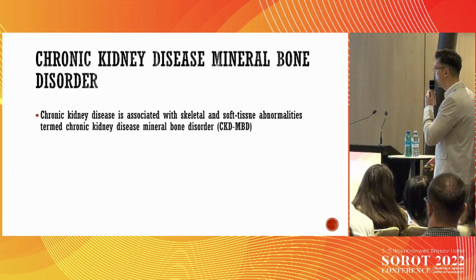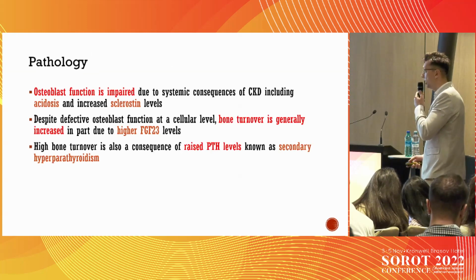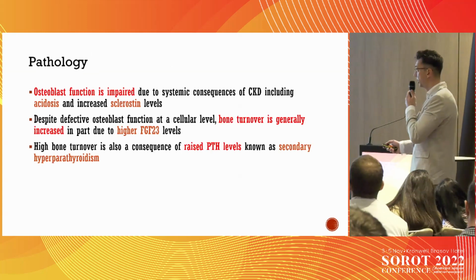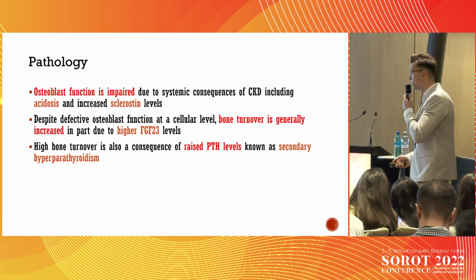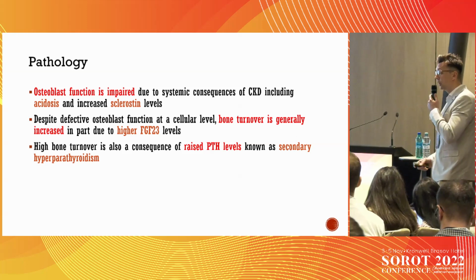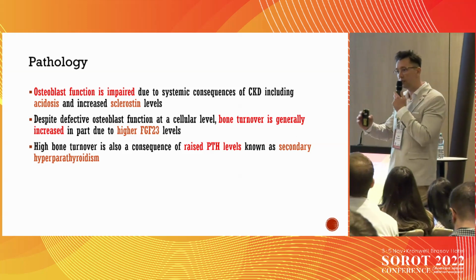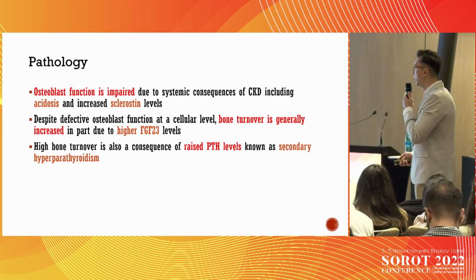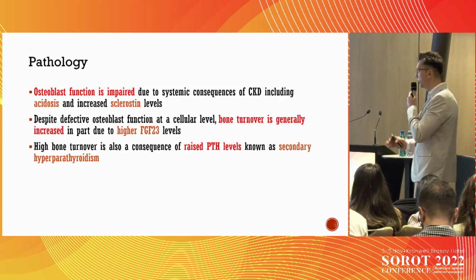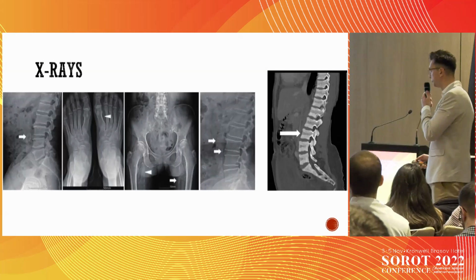Chronic kidney disease is also connected with mineral bone disorder. Here, because of the acidosis and the increased level of the sclerostin, we have the osteoblast function impaired. Also, we have increased bone turnover because of increased activity of FGF23. And because of the low level of the calcium, we have secondary hyperparathyroidism.